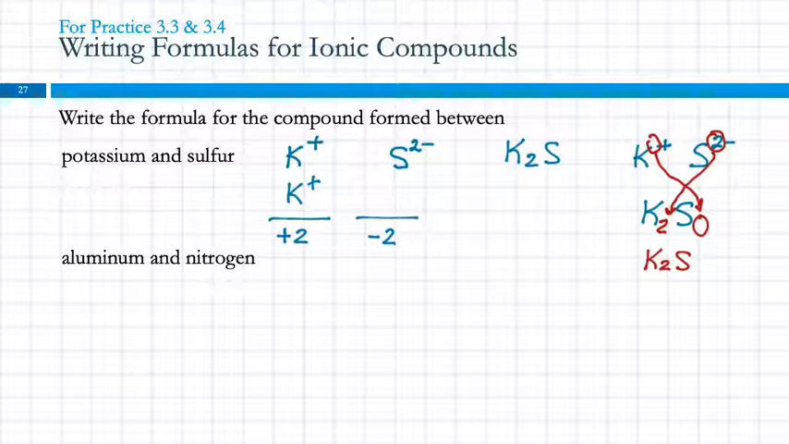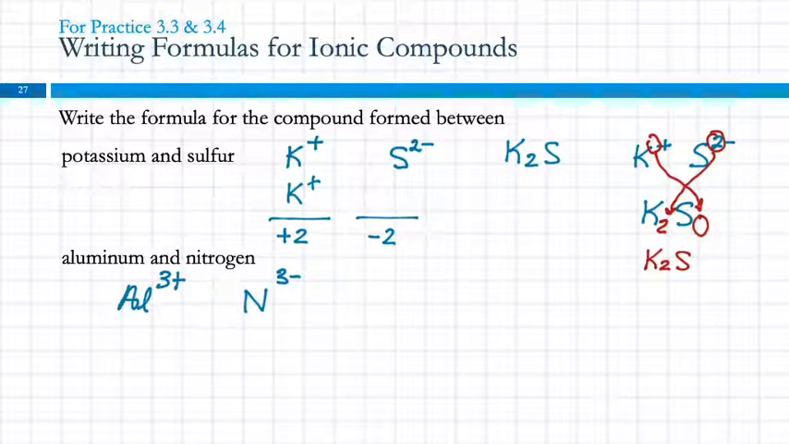Let's do aluminum and nitrogen. What charge does an aluminum ion have? 3+, because it's a metal, that's why it's positive, and it's in group 3A. So we learned in chapter 2 that metals in group 1, 2, and 3 have a charge that's equal to their group number. Nitrogen's the nonmetal. What's its charge? -3. Again, counting backwards, or group number -8.